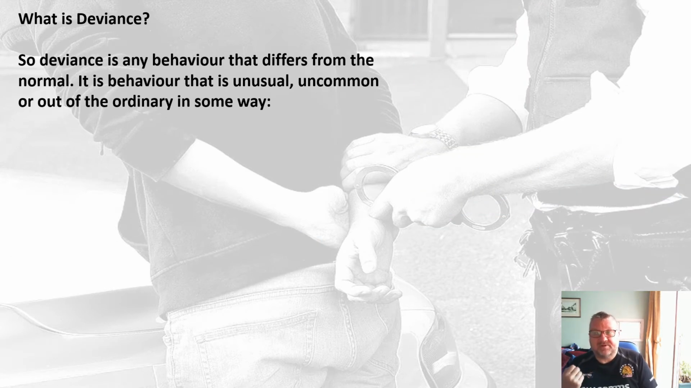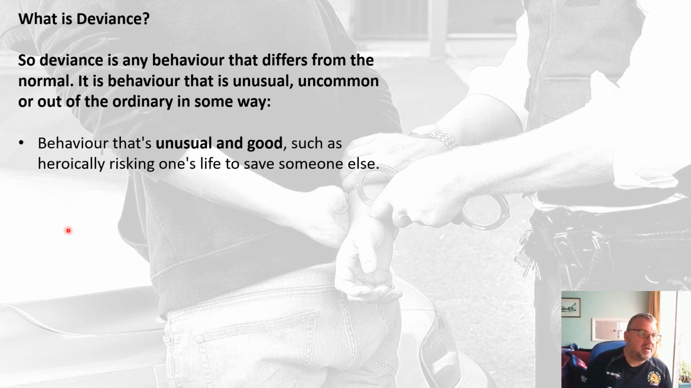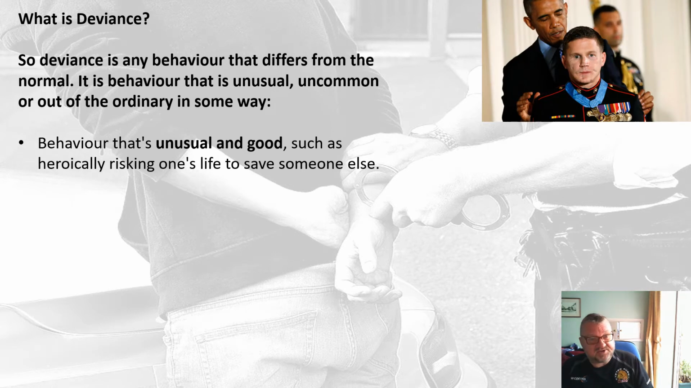So deviance is any behaviour that differs from the norm, the normal. It's behaviour that's unusual, it's uncommon, or it's out of the ordinary in some way. And of course, behaviour that's out of the ordinary can be defined in various different ways. So deviance could refer to behaviour that's unusual and good, such as heroically risking one's life to save someone else.